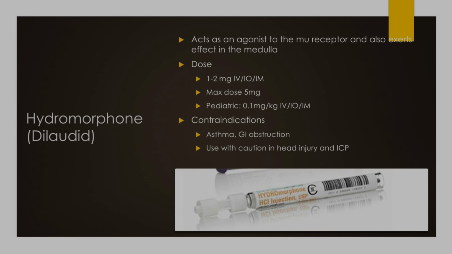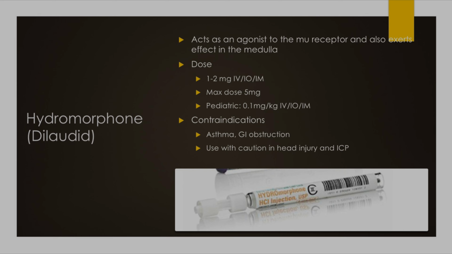Adult dosing is 1 to 2 milligrams IV, IO, or IM, with a maximum of 5 milligrams. Pediatric dosing is 0.1 milligrams per kilogram IV, IO, or IM.